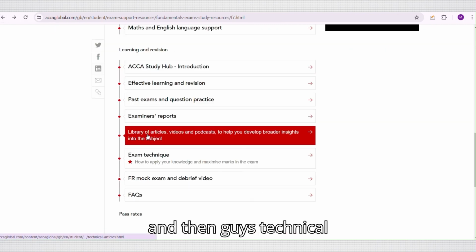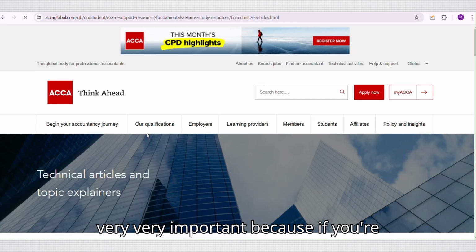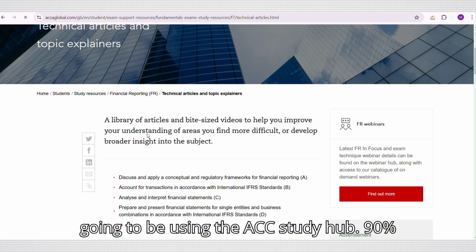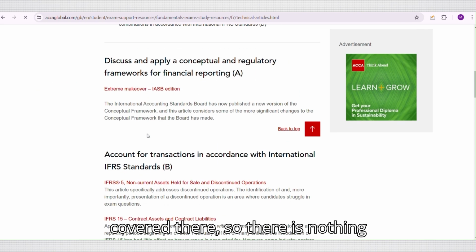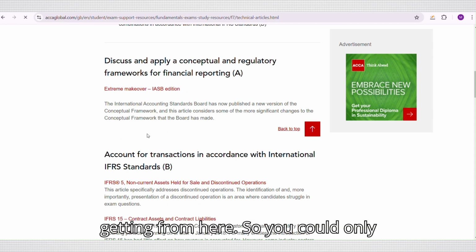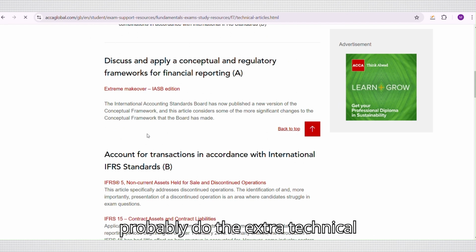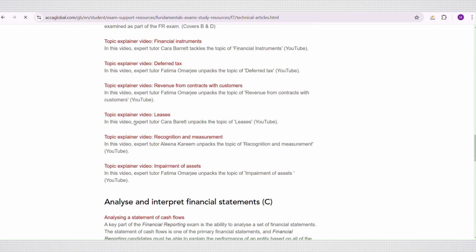And then guys, technical articles, honestly I don't feel they're very important, because if you're going to be using the ACCA study hub, 90% of the technical articles are already covered there, so there is nothing additional that you would be getting from here. So you could probably do only the extra technical articles. You don't have to do all the technical articles.